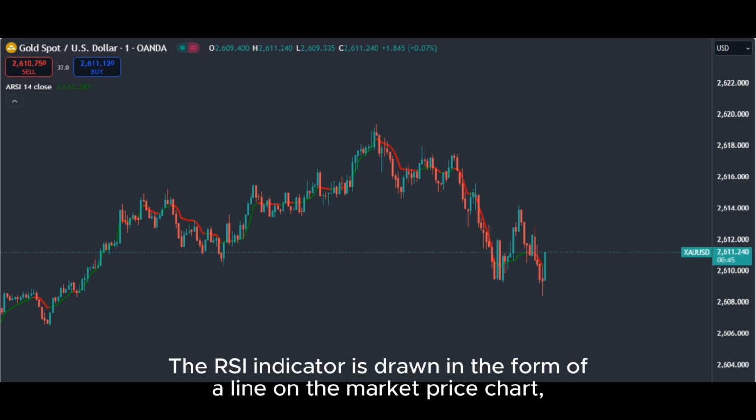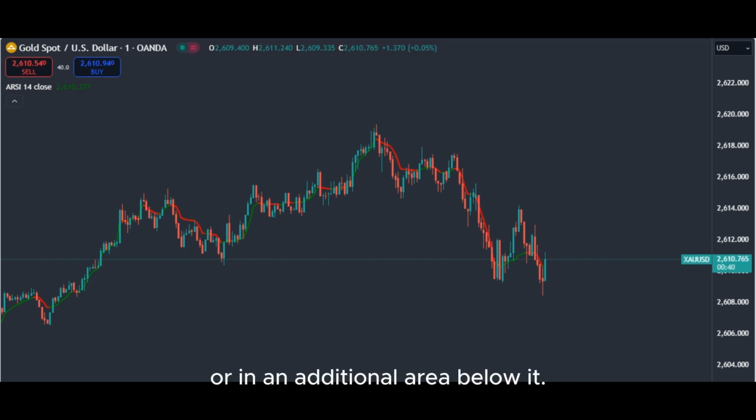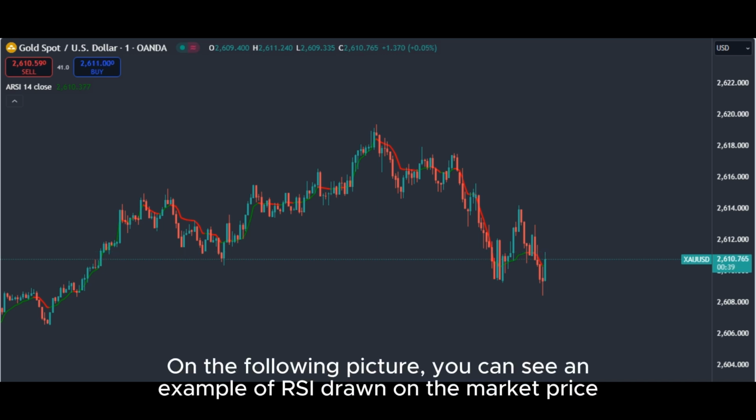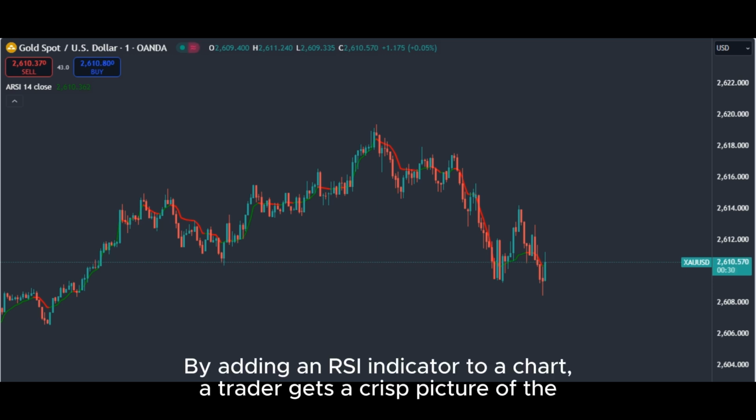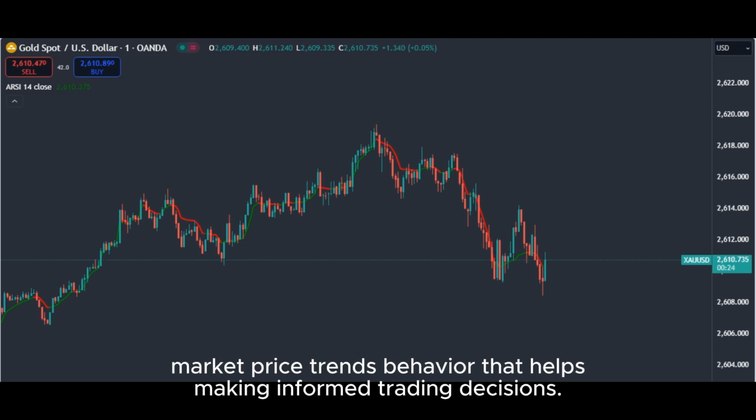The ARSI indicator is drawn in the form of a line on the market price chart or in an additional area below it. On the following picture, you can see an example of ARSI drawn on the market price chart as well as in the additional area below it. By adding an ARSI indicator to a chart, a trader gets a crisp picture of the market price trend's behavior that helps making informed trading decisions.